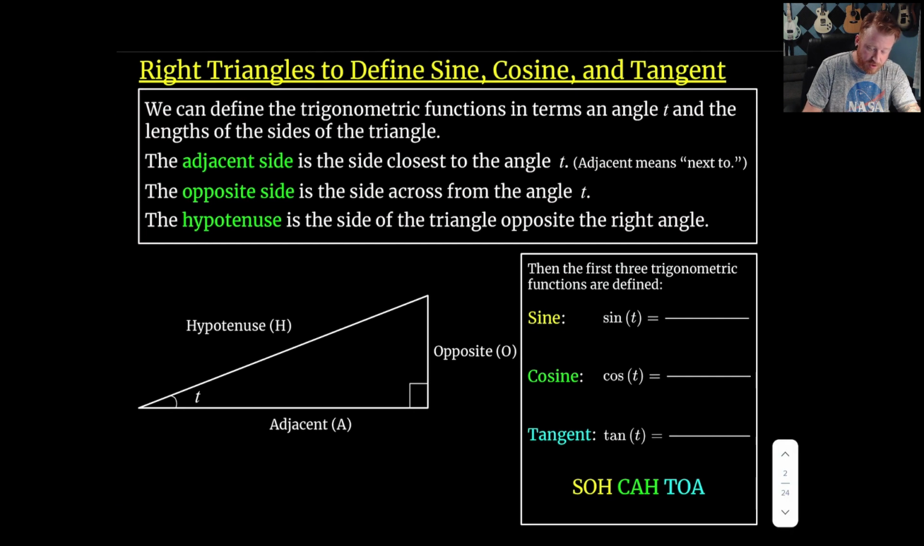So we will start here with the definition for the main 3 trigonometric functions: the sine, the cosine, and the tangent. We'll look at the other 3 next. They're very related to these 3 here.